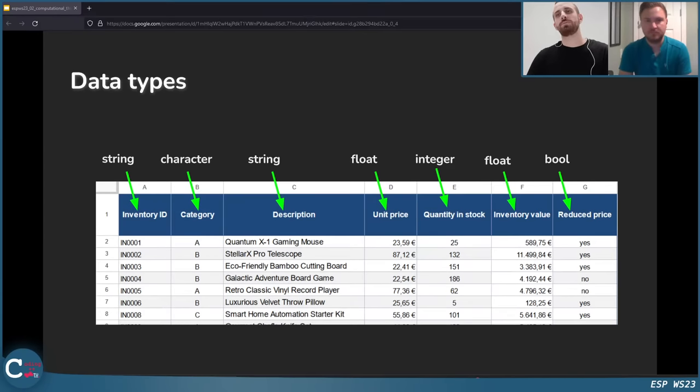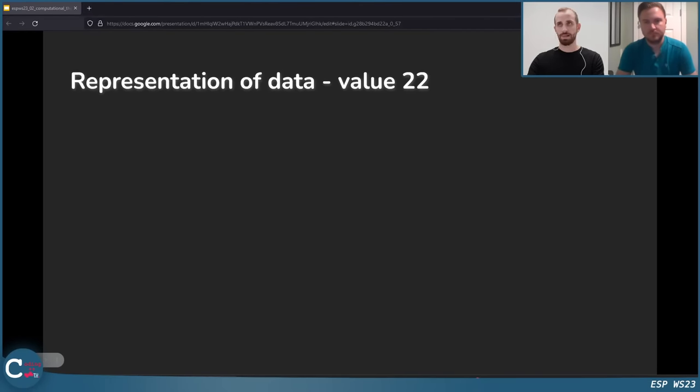At first, of course, there was a big organizational part last week, and then we talked about data types. We had this Excel sheet with these different types of information. So we had strings, the characters, then floating point variables, so the currency was a floating point data type, integers, and Boolean variables. So different types of information. And then we talked about the representation of data.